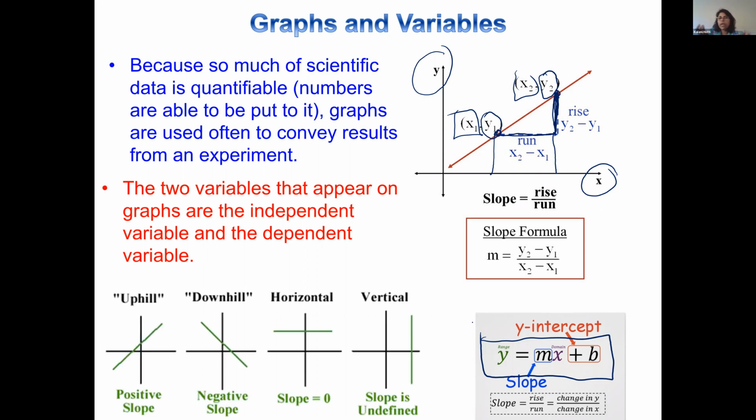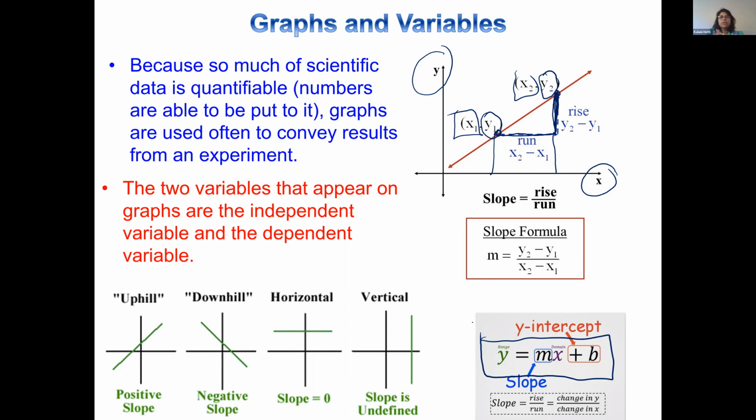Your plot can be uphill, as we know it is a positive slope, downhill is a negative slope. If it is a horizontal line, slope is 0. If it is a vertical line, slope is undefined. So we already know those things.